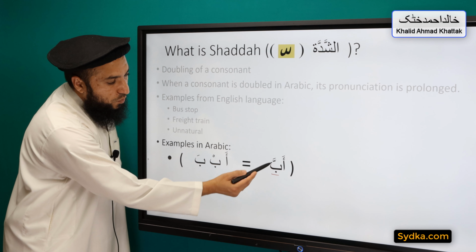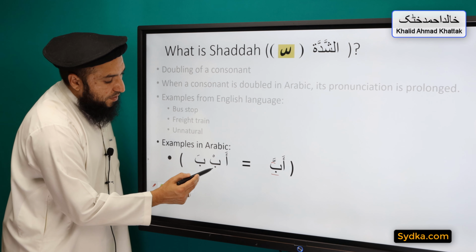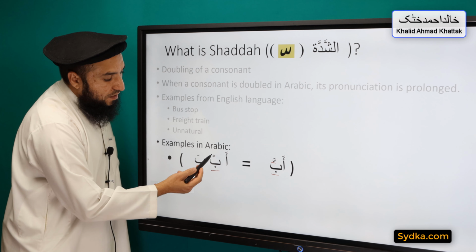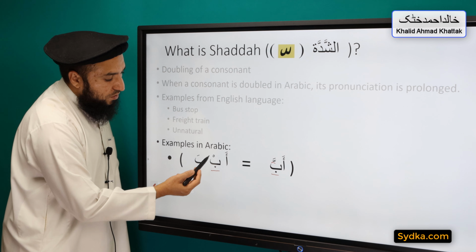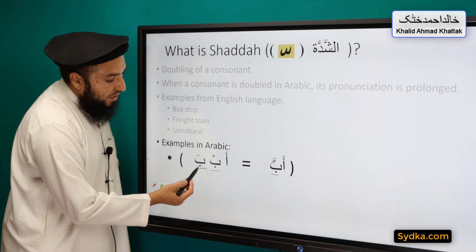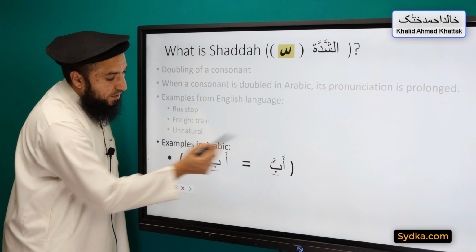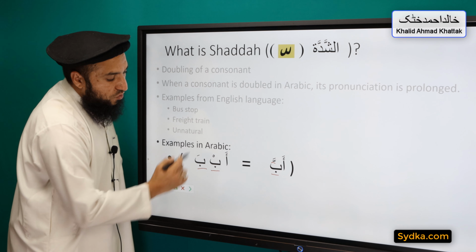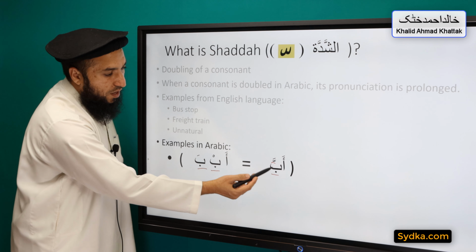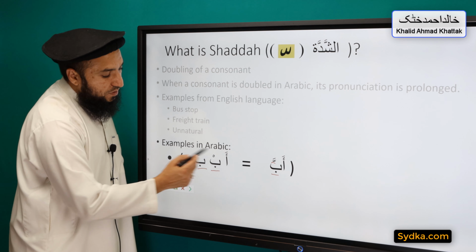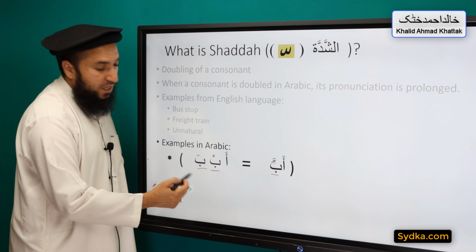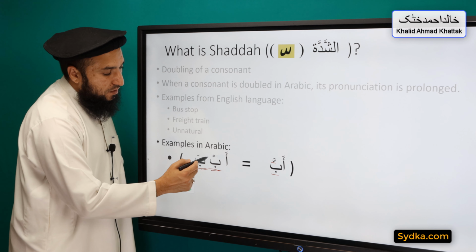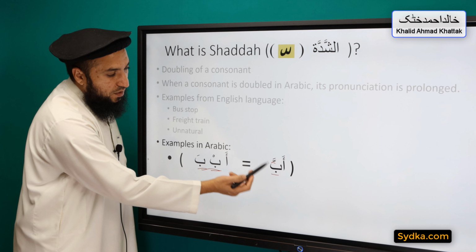So this ba with shadda means that ba is doubled, and the first ba has absence of vowel, that is sukoon, so ba sukoon, and the second one has fatha. So this word can be explained in this way, but we don't write it in this way. We have to write it that way. We don't write a double consonant in this format in Arabic. Instead, we write it in this format.